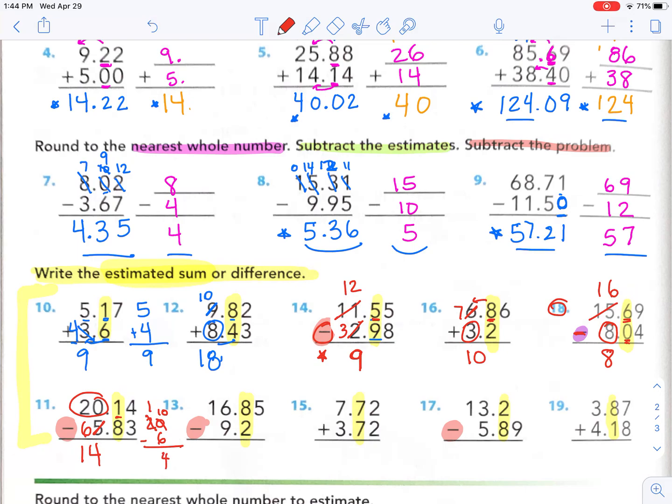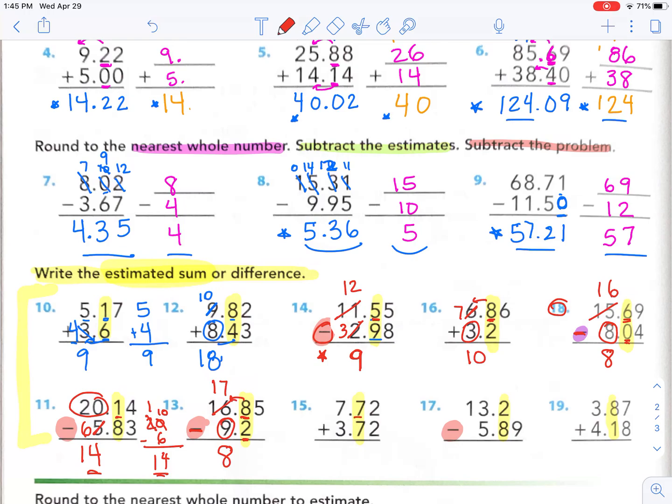Okay, 10 minus 6 is 4. 1, 14. See, it's the same. Okay, next one. Number 13. 5 and up, round up. So this becomes 17. 4 and down, round down. So that stays 9. 17 minus 9 is 8.